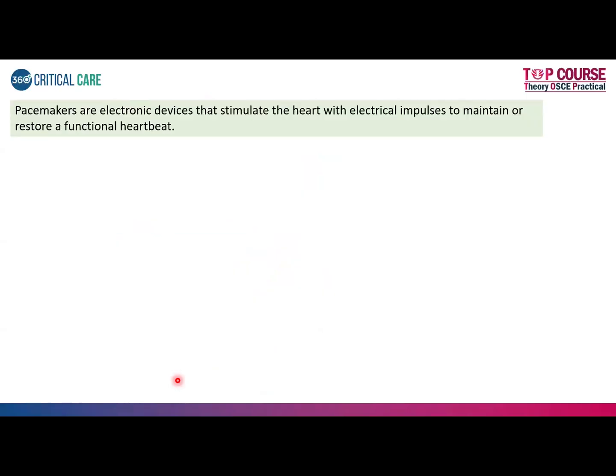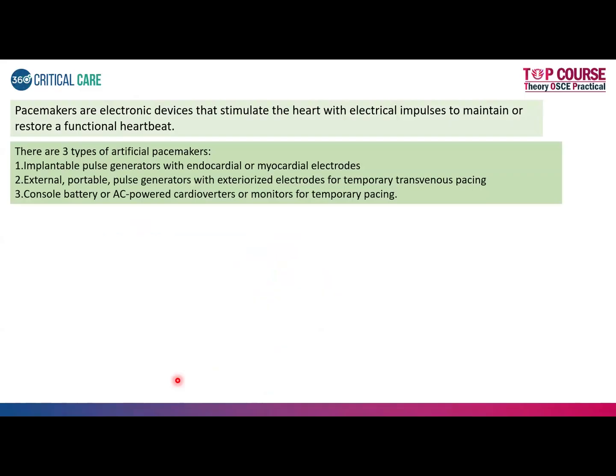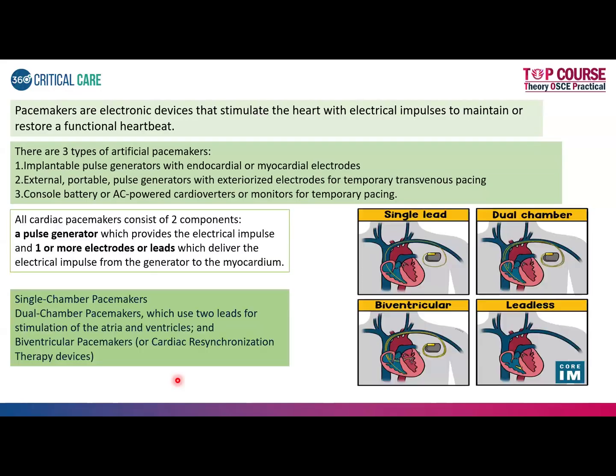Here I'll be essentially talking about pacemakers. Pacemakers are the electronic devices which stimulate the heart with electrical impulses to maintain and restore the functional heartbeat. And there are three types. Mainly, you have the permanent ones and the temporary ones. The temporary ones are mainly the portable ones, which can have a pulse generator with exteriorized electrodes for the temporary transvenous pacing, or you can have the battery powered cardioverters for the temporary pacing.